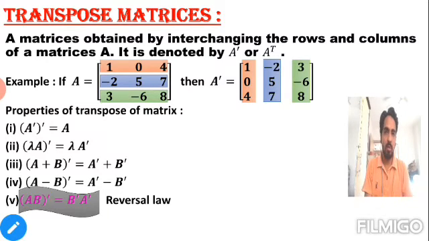The third one, A plus B whole transpose is equal to A transpose plus B transpose, that we can verify by taking examples. Fourth one, A minus B whole transpose is equal to A transpose minus B transpose. And the fifth one, AB whole transpose is equal to B transpose into A transpose. This is called the reversal law, and I have marked it with this pink color and in this box because it is a very important property that we use to solve many problems. So that's why you especially remember this one, AB whole transpose is equal to B transpose into A transpose.